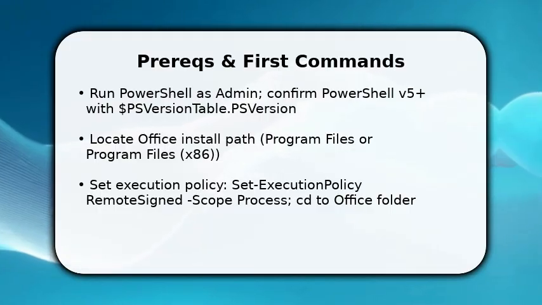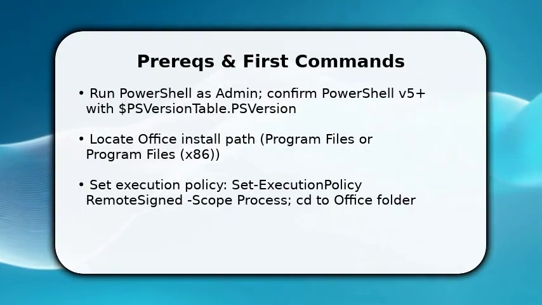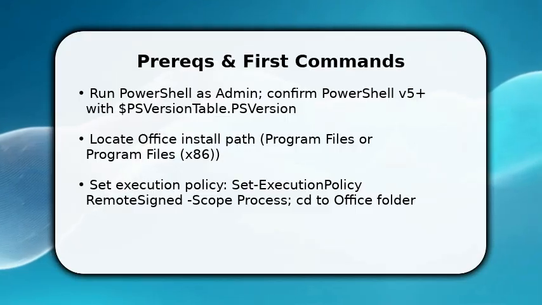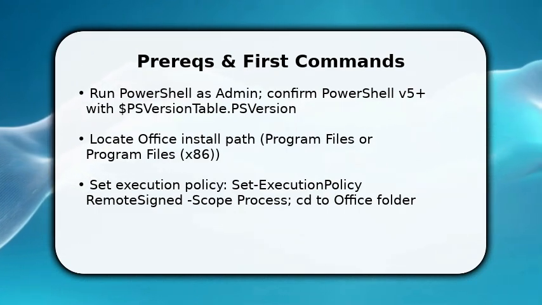Next, navigate into the Office installation folder where OSP.VBS lives, typically under Program Files. Make sure to use the 32 or 64-bit folder matching your Office build. Then list the current license state with cscript OSP.VBS /dstatus, so you know whether you need KMS or MAK steps.